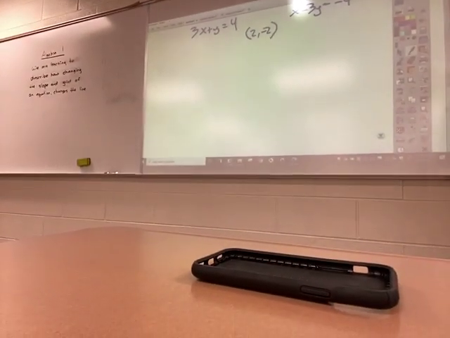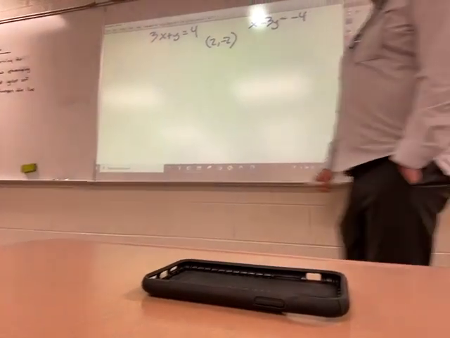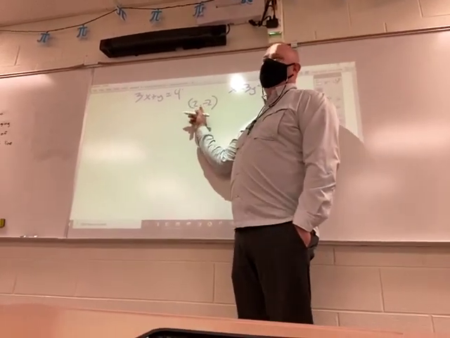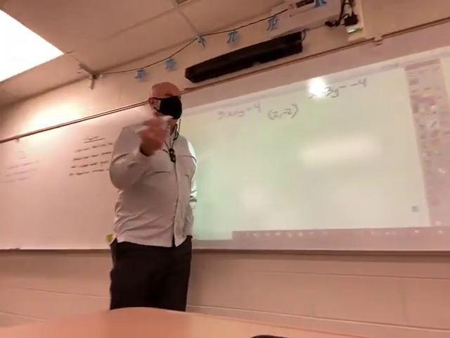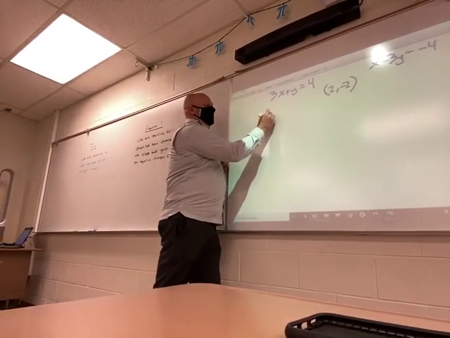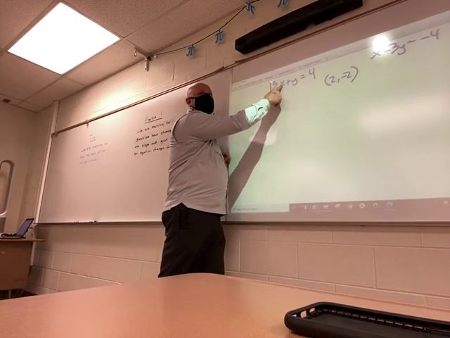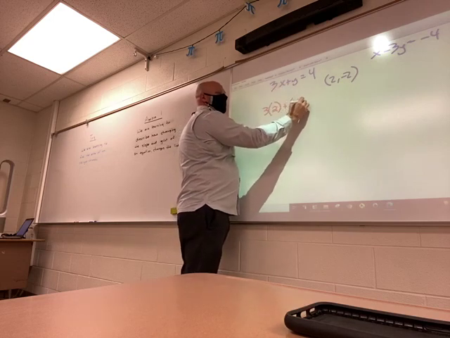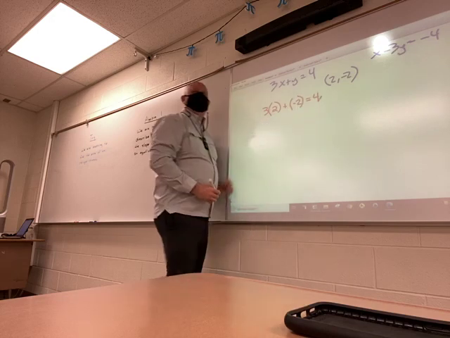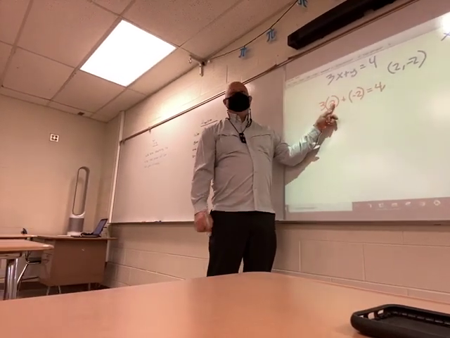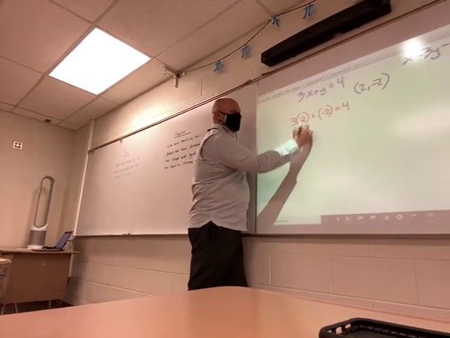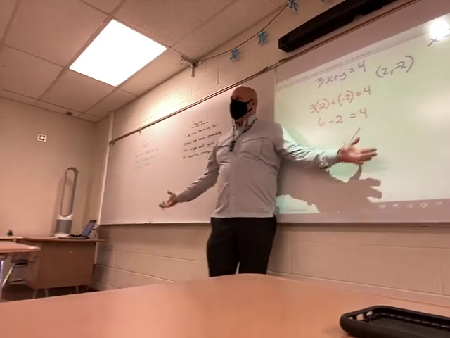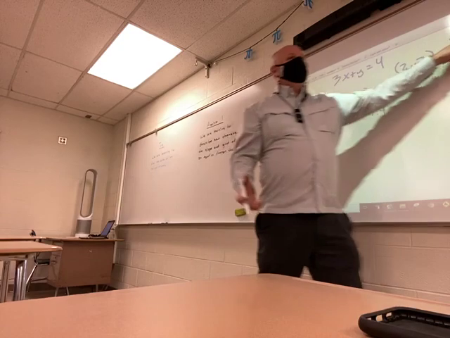So this is number 2 on page 386. The only thing you have to do is plug the point into each equation and see if it works. So here, you got 3 times, but instead of the x, it becomes a 2. Instead of the y, it becomes a negative 2. Just be careful of your pluses and minuses. What's 3 times 2? 6. That's minus 2. Does that equal 4? Yes. Right? 4 equals 4. That works. Try this one.